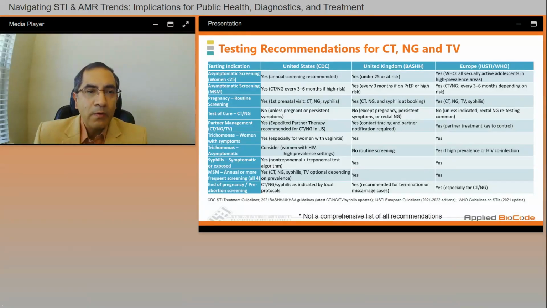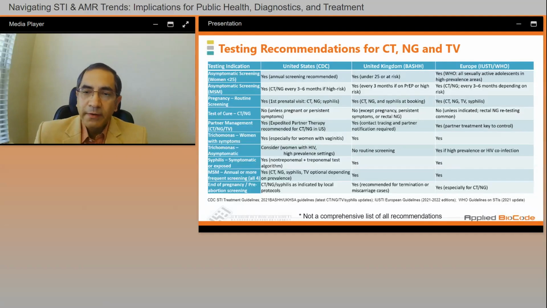I would like you to focus on the top two rows of the table that is projected in the slide. As you can see there, asymptomatic screening of women less than 25 years of age and asymptomatic screening of MSM are performed every year, unless they are of high risk and they are screened more frequently.